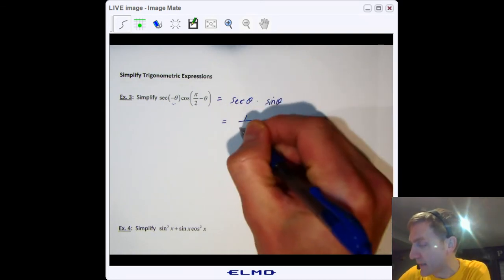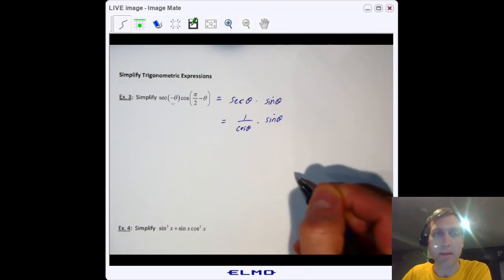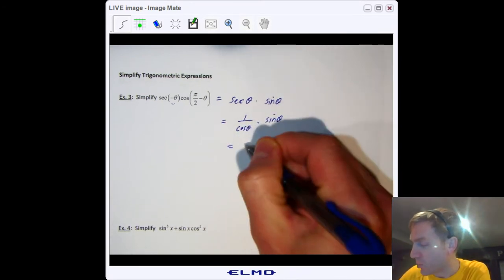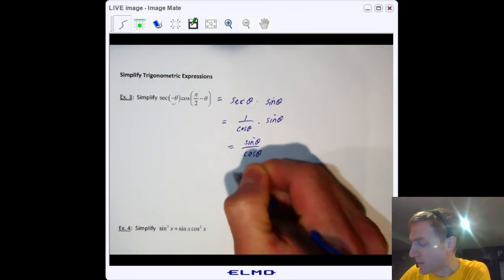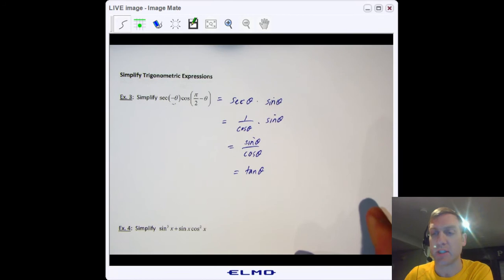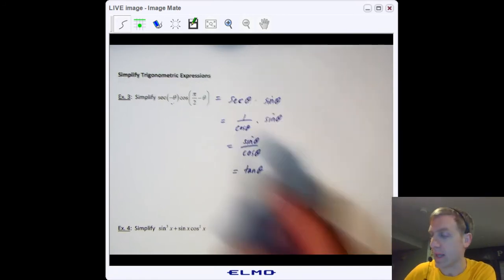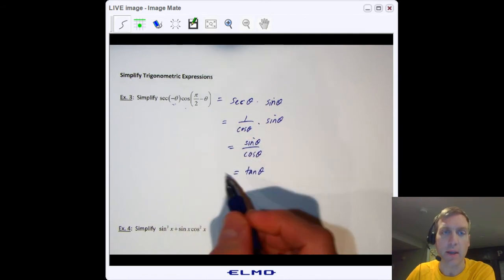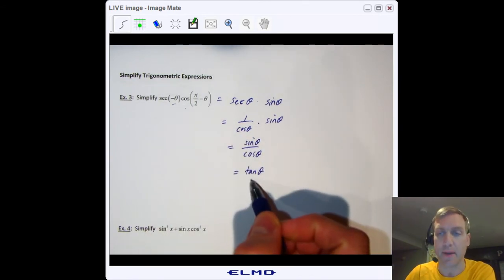Well, secant is 1 over cosine times sine. And now I can make that one fraction. I can make that sine theta over cosine theta. And what do you know? Sine over cosine is tangent. So that expression just becomes tangent theta. That's what I mean by simplifying. I take an expression that looks challenging, make it look easier. So this expression right here is equivalent to tangent of theta.